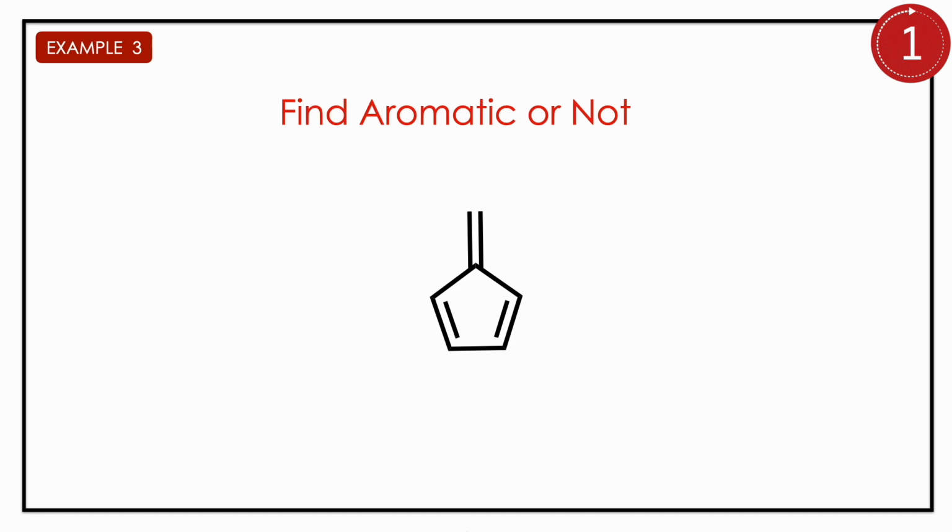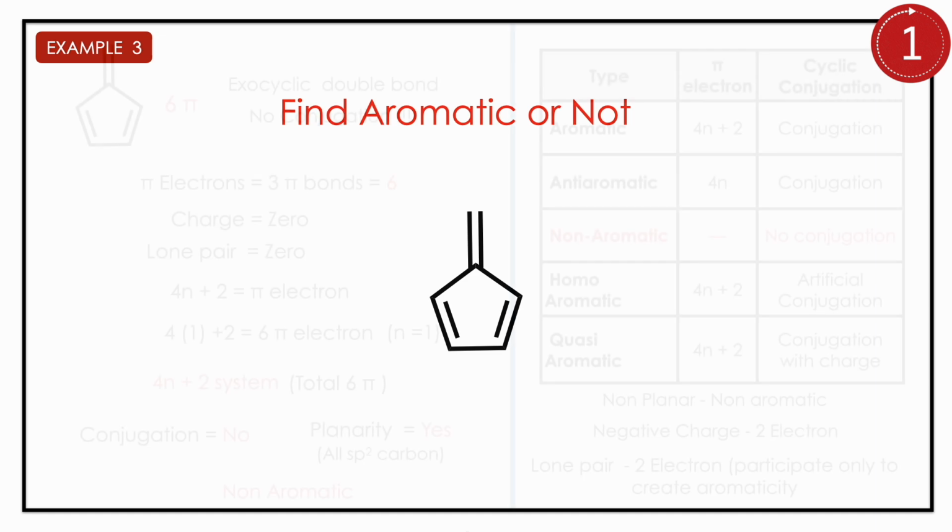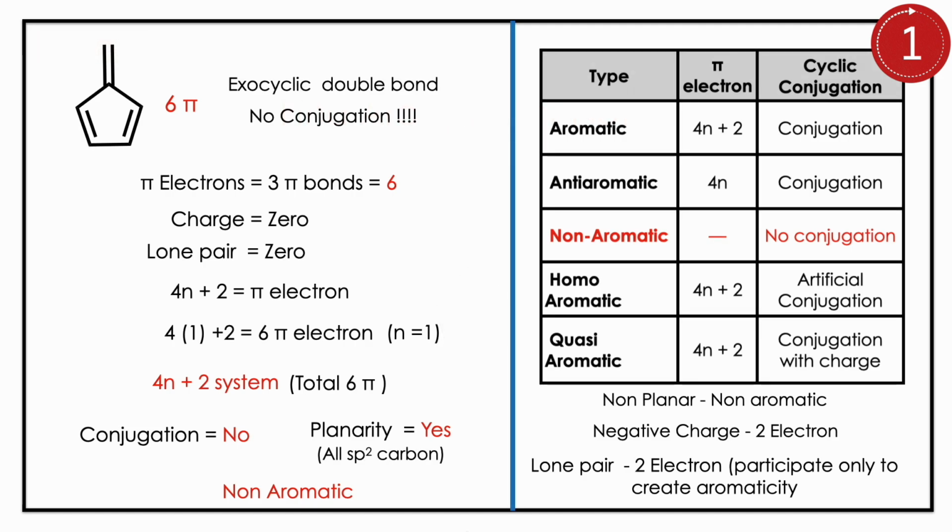Then the next example, you have cyclopentadiene with an exocyclic double bond. You should find whether it is aromatic or not. So the same method you should follow. First count the pi bonds, 3 pi bonds. One pi bond is an exocyclic double bond, and definitely it will not contribute to the conjugation. But if you go the usual pathway, it has 6 pi electrons, no charge, lone pair is nothing, which is 4n plus 2. But conjugation is not there. Planarity, yes, it is possible because all are sp2 carbons. Since the conjugation is not there, you can say it's a non-aromatic system.